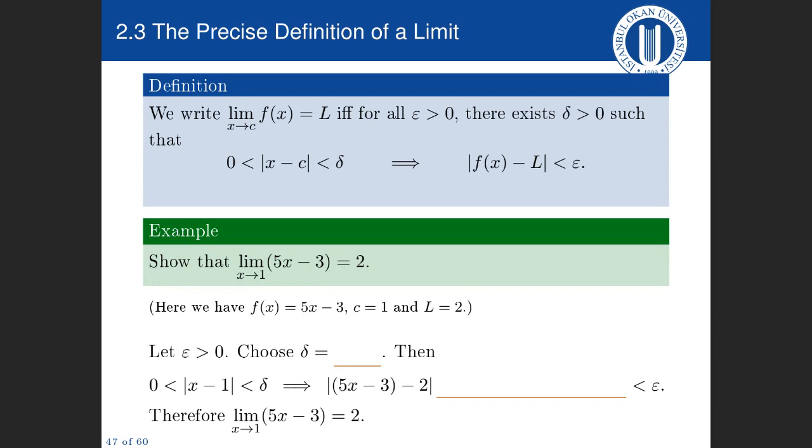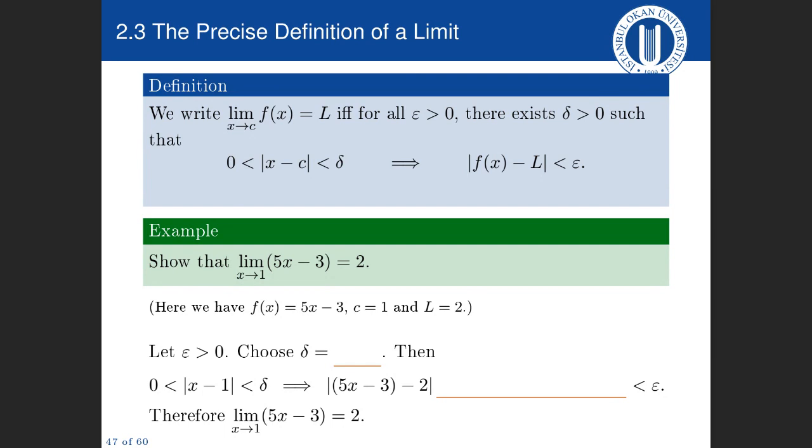The second part of the definition was about delta. The second part of the definition said there exists delta greater than zero. So the second part of our answer needs to be about delta. Now I've done a blank here. I've written choose delta equal to something. At the moment, I don't know what to write there.